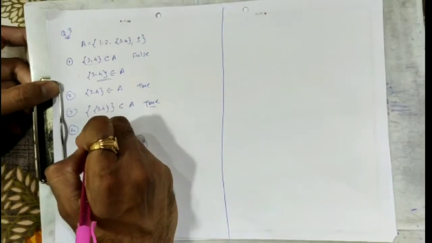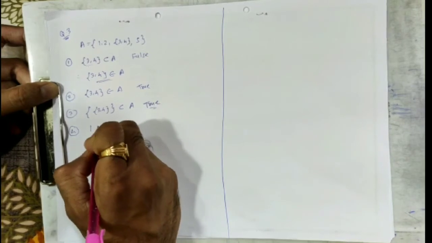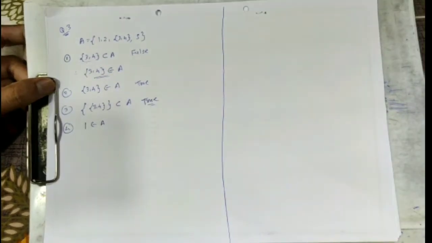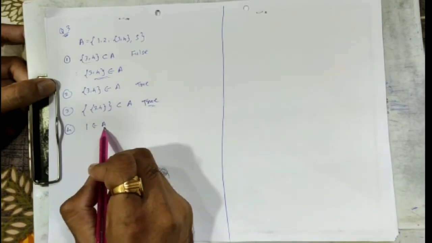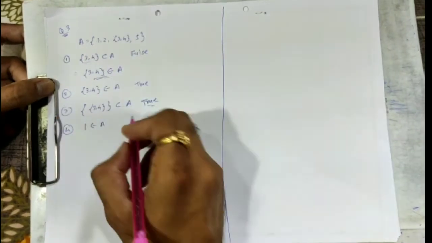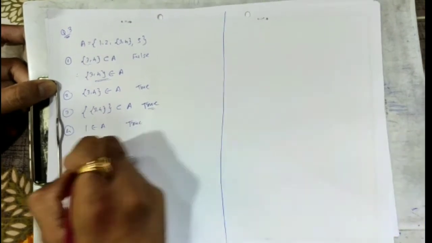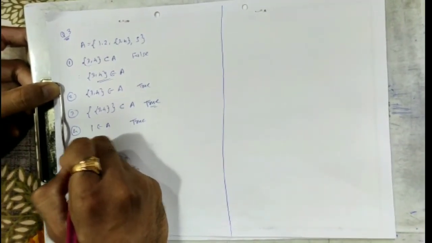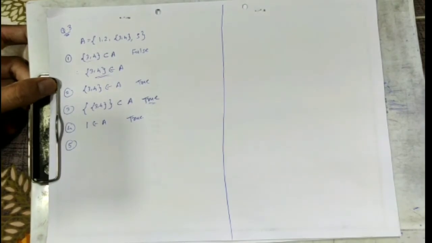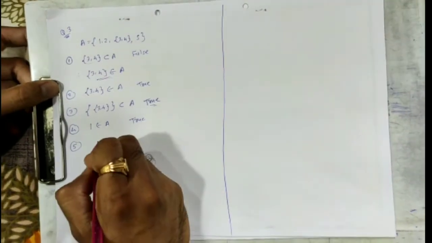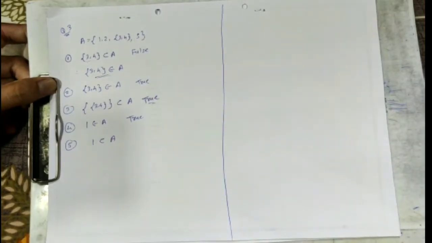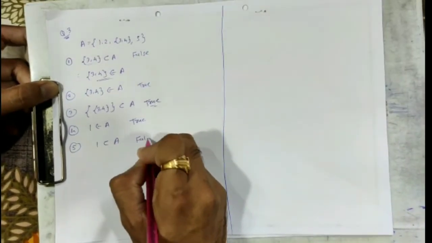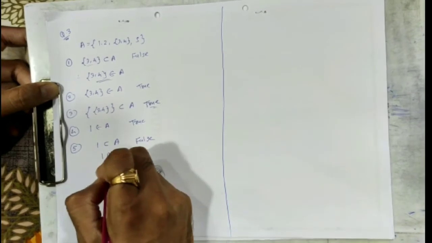Fourth one, we are given 1 belongs to A. What is the meaning of 1 belongs to A? 1 is the element of set A. Yes, it's the element of set A. So it's a true. Correct. Given statement is correct. Now fifth one, 1 is subset of A. False. ये ऊपर आंसर दिया, 1 is not subset of A. 1 belongs to A.